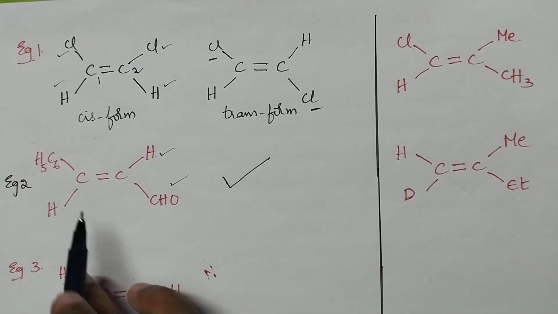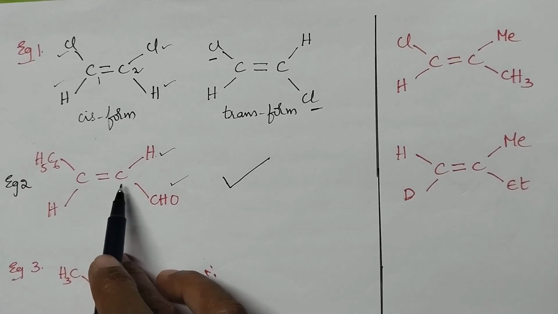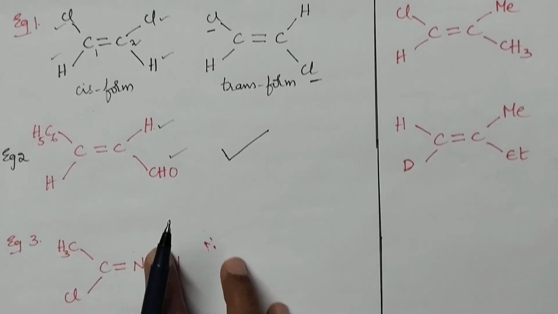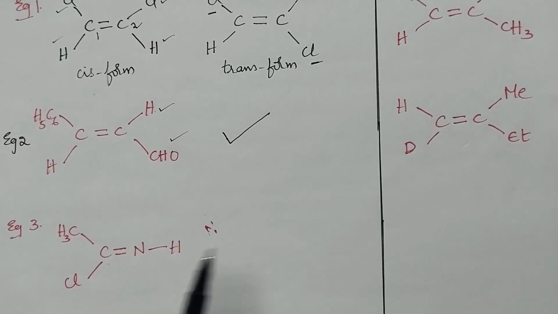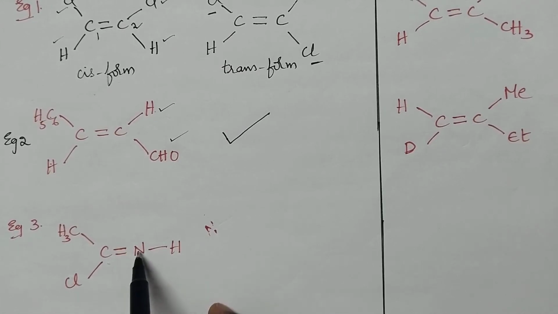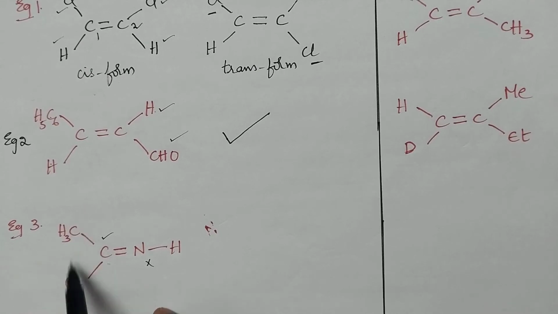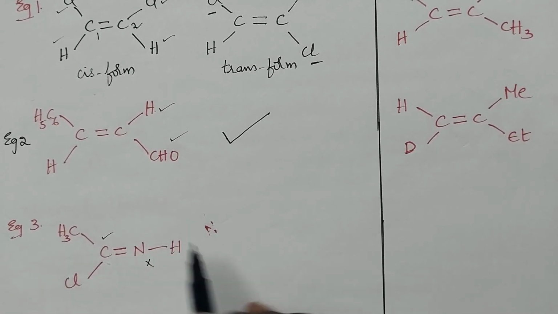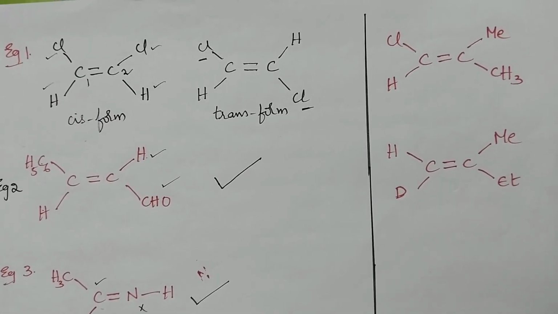This is about the C double bond C compounds, and let us examine what happens if the double bond is present between carbon and nitrogen. Nitrogen can have only one atom, so there is no need of examining the nitrogen. You have to test the carbon atom. Hence here also the two atoms or groups are different, and hence it exhibits geometrical isomerism.